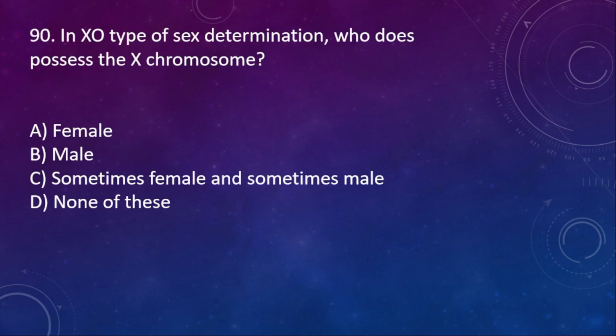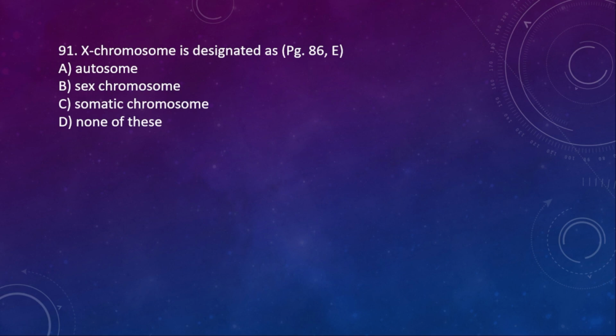90th one. In XO type of sex determination, who possesses the X chromosome? Female, male, sometimes female and sometimes male, or none of these. Here the right option is C. 91. X chromosome is designated as autosome, sex chromosome, somatic chromosome, or none of this. Here the right option is option B, sex chromosome.